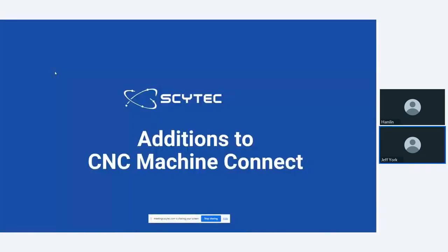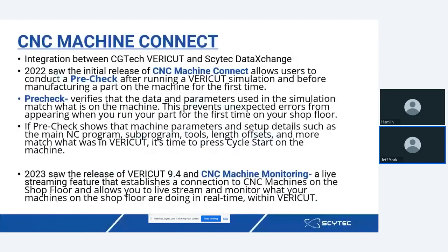Next, I'm going to discuss the additions to CNC Machine Connect that the year 2023 saw. And for those of you that don't know, CNC Machine Connect is the integration between Scytec DataXchange and CG Tech Vericut. And last year in 2022, we saw the initial release of CNC Machine Connect that allowed users to conduct a pre-check. Pre-check is a module that, after running a Vericut simulation and before manufacturing a part for the first time, you can verify that the data and parameters used in that simulation match what is on your machine. This prevents any unexpected errors from appearing when you run your part for the first time out on your shop floor.